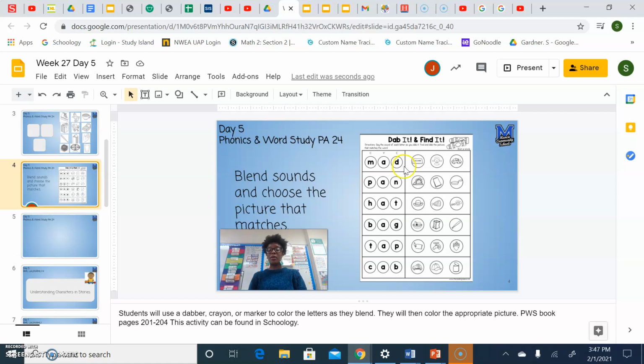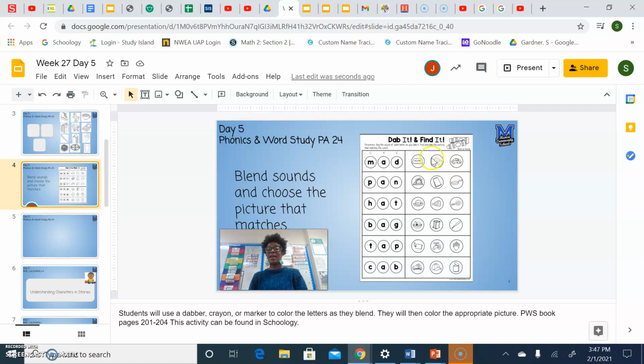Now, we're going to come over here and look at these three pictures. I wonder which picture shows someone being mad. Would it be the first, the second, or the third? If you guessed the second picture, you are correct.